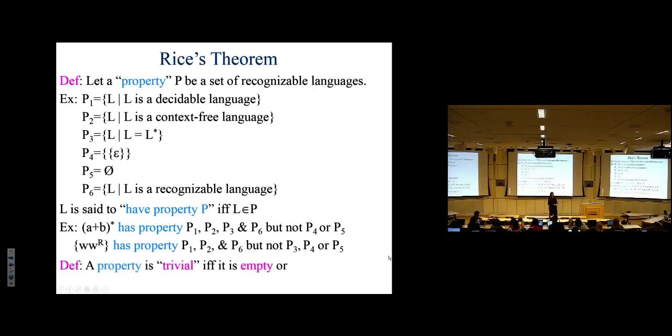So a property is trivial, quote unquote, that's a definition, if it's equal to the empty property, i.e. P5, or all languages, that is P6. So these two properties are trivial because there's a very simple algorithm to determine whether a recognizable language has this property P5. What's the algorithm?